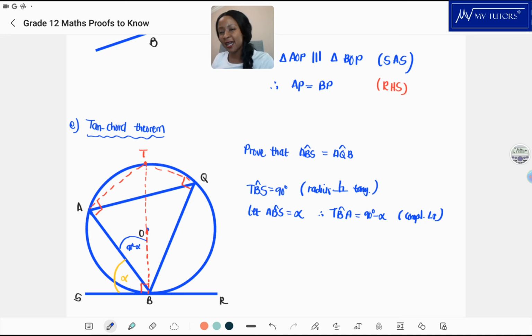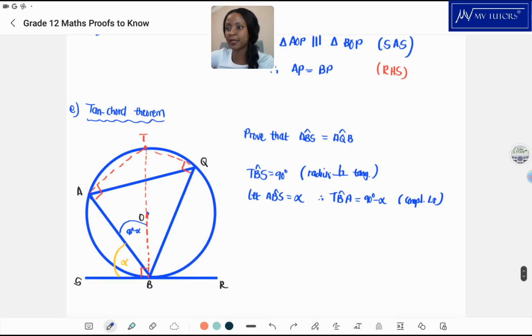How does that help us? We want to show that angle B over here, our alpha, is actually equal to Q over here. Yeah, that's what we want to show. So now let us have a look at our graph again.